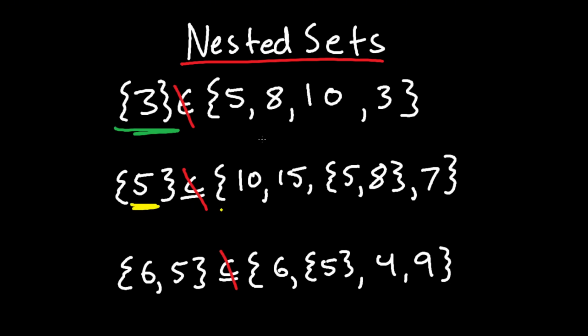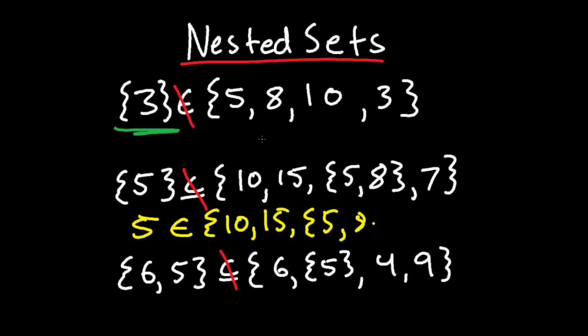But is this a subset of this? It's not, all right? Why is that? Well, remember, what's the definition of a subset? The definition of a subset is every element in this set must be an element of this set, all right? So let's go ahead and test that out. Is the number 5 an element of 10, 15, the set 5, 8, and 7? Well, we have a 5 here and we have a 5 here. But here's the thing. 5 must be an element of the set.